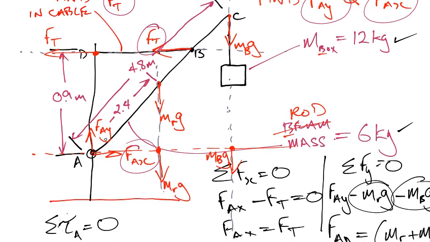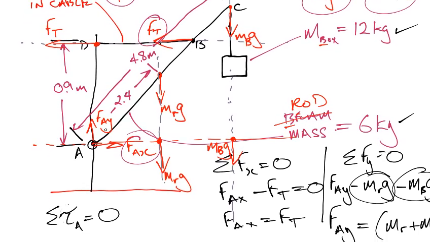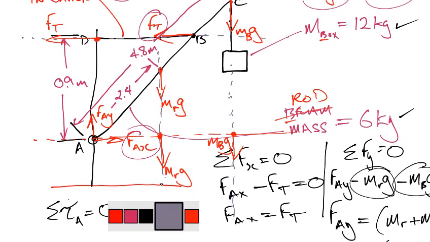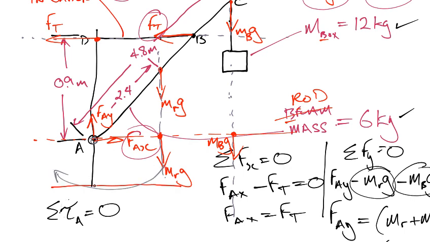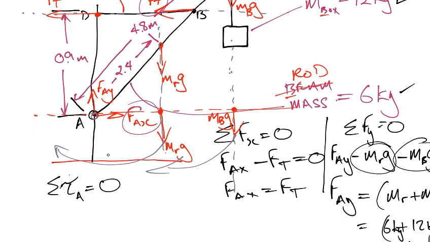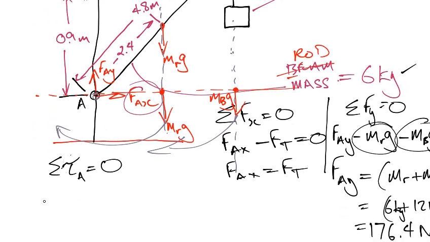Now, let's go ahead and take the sum of the moments. Now, this one here, let's use gray for this. MRG is going to, about this point A, cause a clockwise rotation. MBG, clockwise rotation. Therefore, they're both negative. So, if I pull it up here and I say, okay, negative MRG multiplied by the distance.